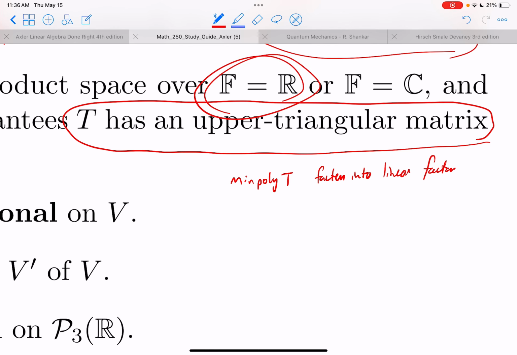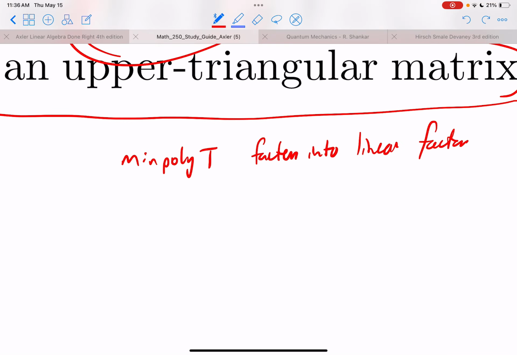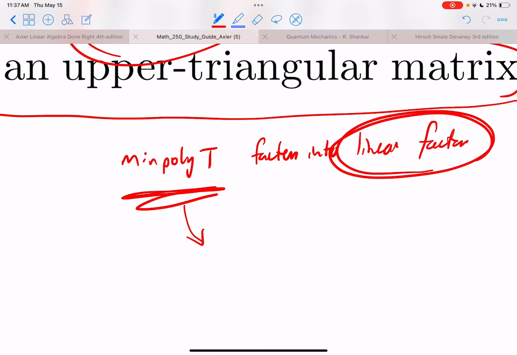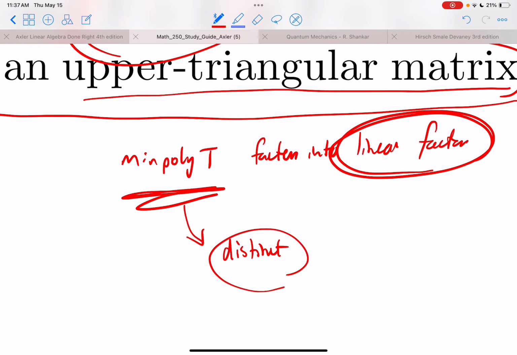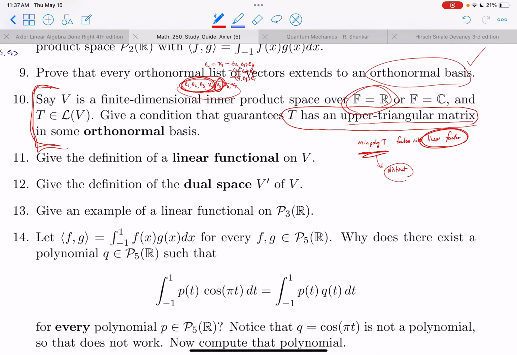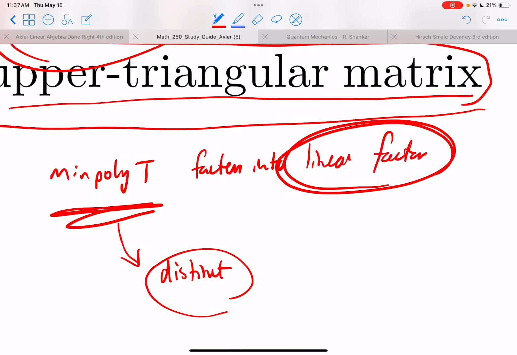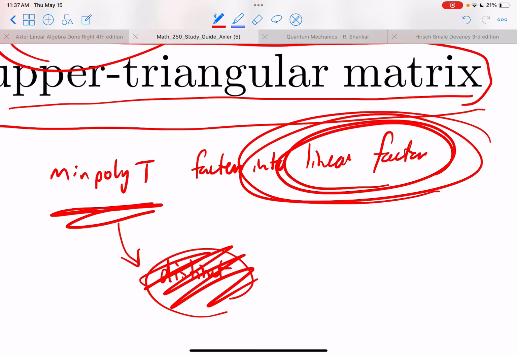But over R, not every operator will be upper triangularizable, but if its min poly factors into linear factors, you're good. Now the key here is we didn't require distinct linear factors. If you're so lucky that the min poly factors into distinct linear factors, then not only are you upper triangularizable, but you're diagonalizable. Okay. But here, give a condition that T has an upper triangular matrix in some orthonormal basis. It's actually going to be the min poly factors into linear factors again.